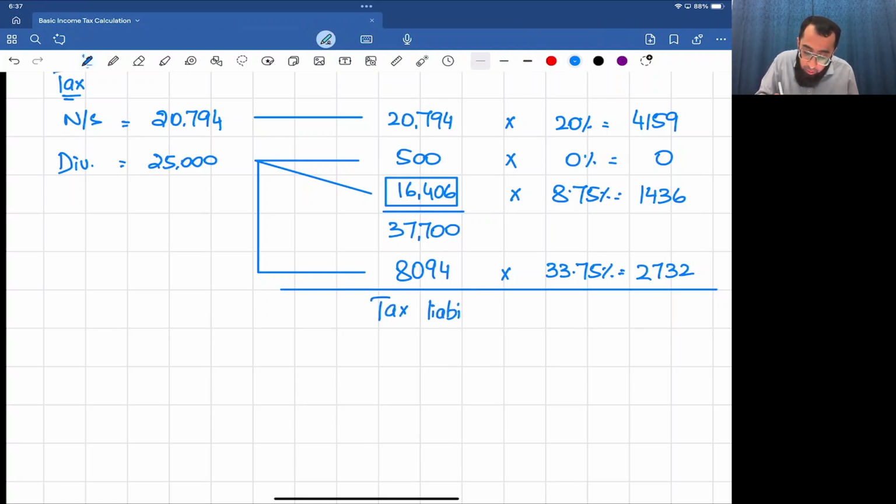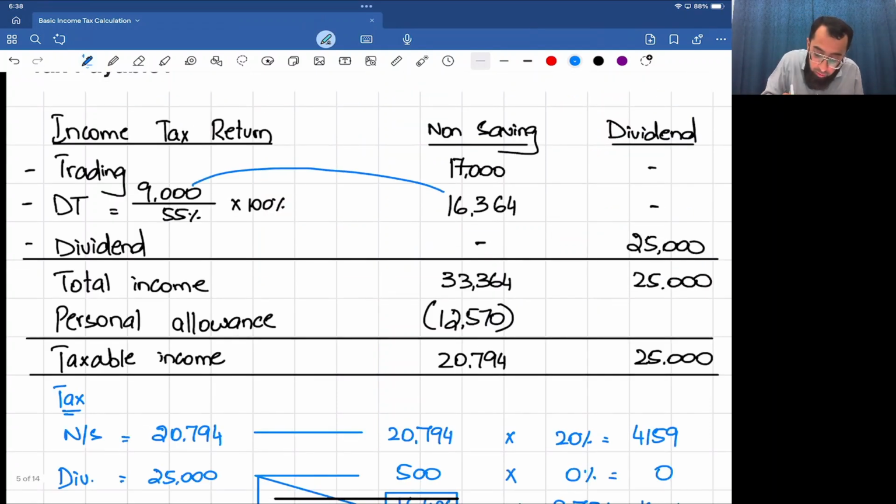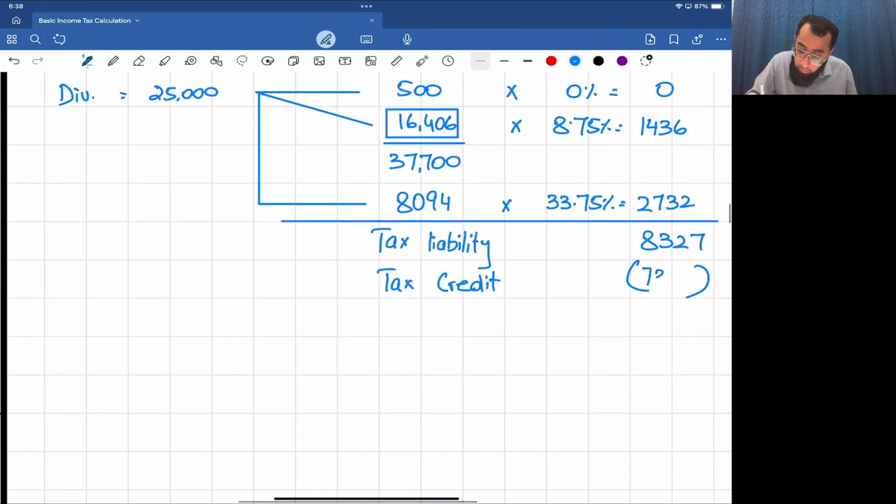I'll repeat the things again also, so don't worry about it. 4159 plus 1436 plus 2732. So 8327 is your tax liability. You will adjust your tax credit, the advanced tax from it. What was the tax credit which was paid on the discretionary trust? 45% withholding. 16364 minus 9,000. So the credit is 7364. And here you go. You get your tax payable.